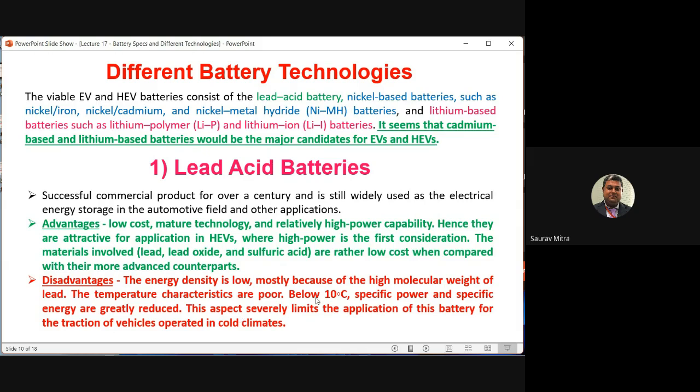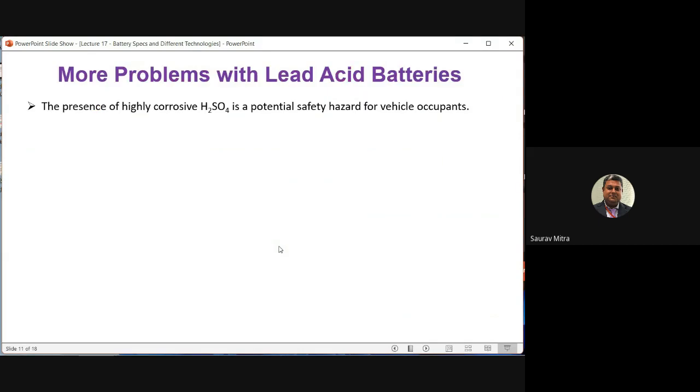The temperature characteristics are poor. Below 10 degrees centigrade, specific power and specific energy are greatly reduced. This aspect severely limits the application of this battery for the traction of vehicles operated in cold climates. So in cold climates, you cannot use a lead acid battery. In hot or medium climate countries like India, you can use a lead acid battery for HEV, not for EV.